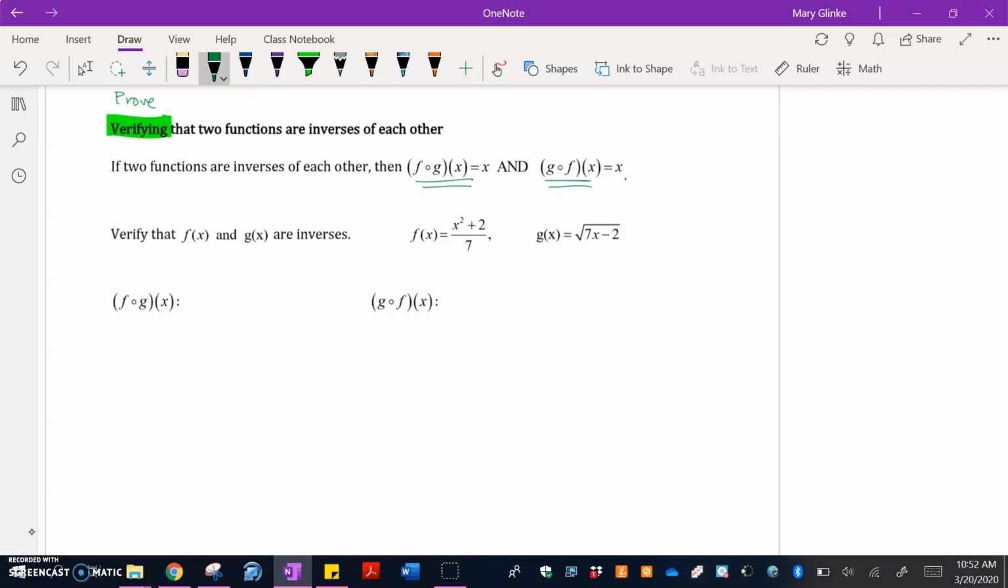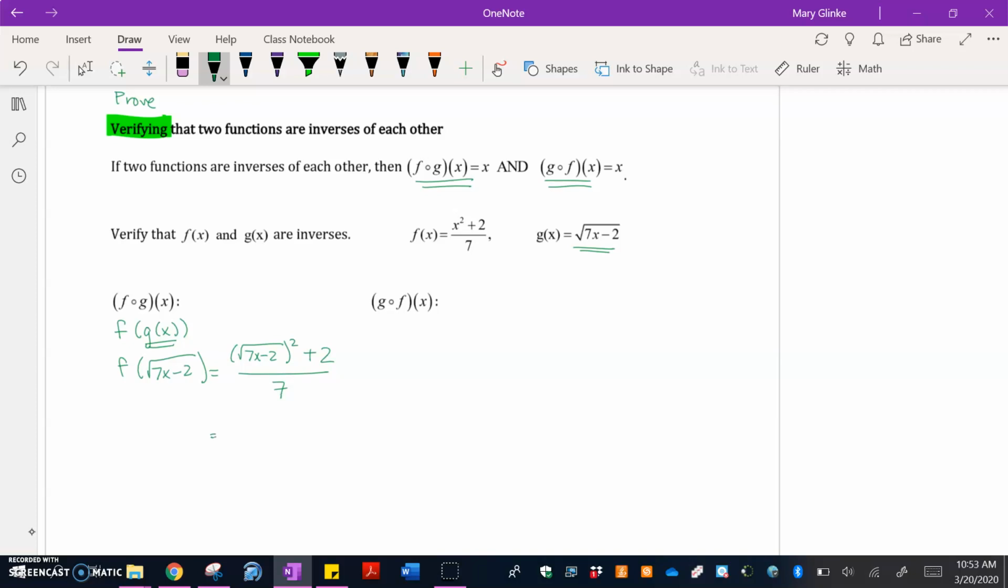So the first one, f of g of x. As a reminder, we could write it like this, f of g of x, which means we're going to take g of x, which in this case happens to be the square root of 7x minus 2, and we're going to plug it in as our input wherever we see the x in f of x. So we have the square root of 7x minus 2 squared plus 2 over 7.